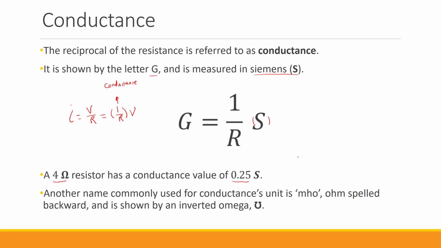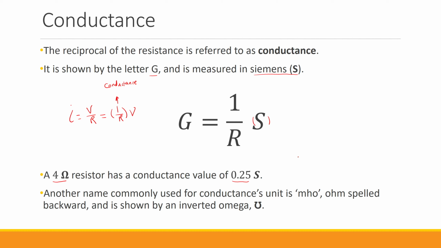There are other names for the conductance too. Another name commonly used is called mho, which is ohm spelled backward. And there is also another symbol that shows conductance that you may find in some other books. It is an inverted omega. So for ohm, we use the omega itself. For conductance, we use an inverted omega. So all of these are valid names and symbols.